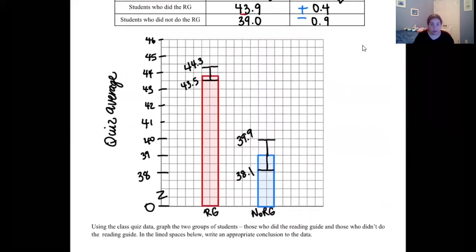So again, it wasn't required, just like it's not required for you. But if you want a better grade in this class, and if you want to understand the material more, that reading guide and completing it will help you out statistically more than if you don't complete the reading guide.